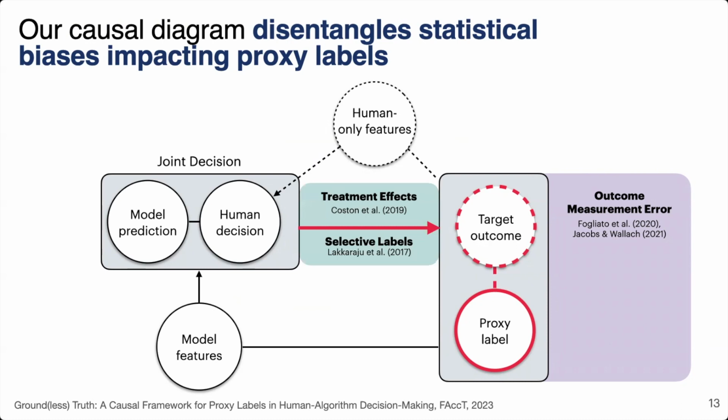Or similarly, in the child welfare domain, opening an investigation on allegations of abuse can also change the likelihood of proxies that we're trying to predict downstream, such as out-of-home placement and foster care. And there are some tricky issues here related to treatment effects and selective labels.